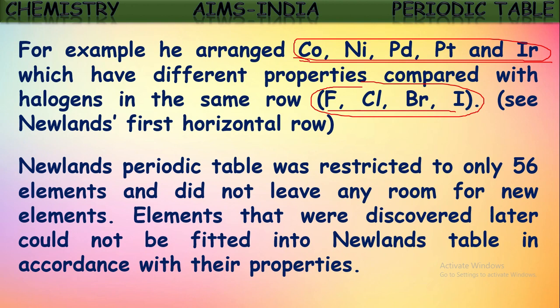Newland's periodic table was restricted to only 56 elements and did not leave any room for new elements. Yes, this is one more major drawback. It is limited to a few elements only. Even though new elements became known at that time, there were no slots for those newly discovered elements. So it is limited. Elements that were discovered later could not be fitted into Newland's table in accordance with their properties. So there were no specific slots for the elements discovered later. This is one drawback we can say.